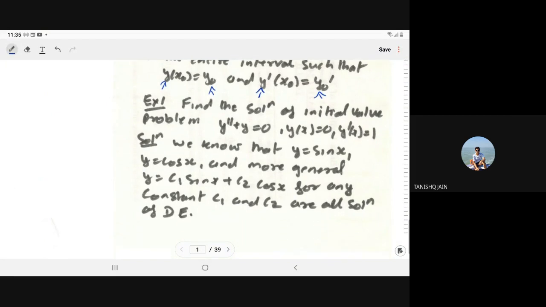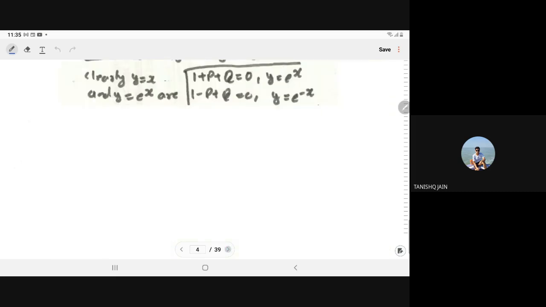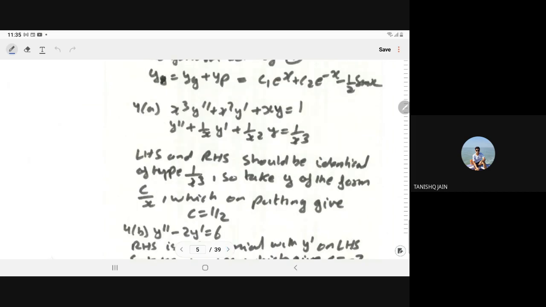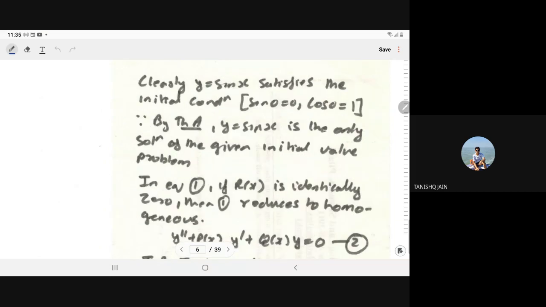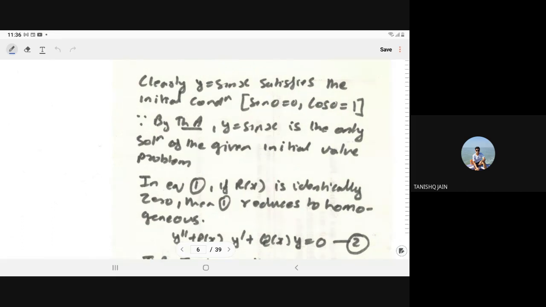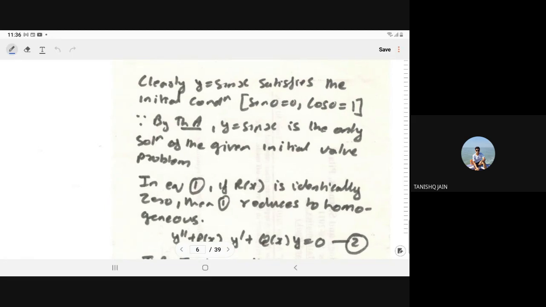So here we know that y is equal to sin x, y is equal to cos x, and more generally y is equal to c1 sin x plus c2 cos x, for any constants c1, c2, are all solutions of the differential equation. So clearly, y is equal to sin x satisfies the initial condition: sin 0 is equal to 0 and cos 0 is equal to 1. So by theorem A, y is equal to sin x is the only solution of the given initial value problem.